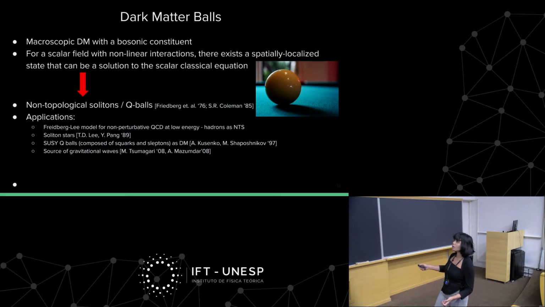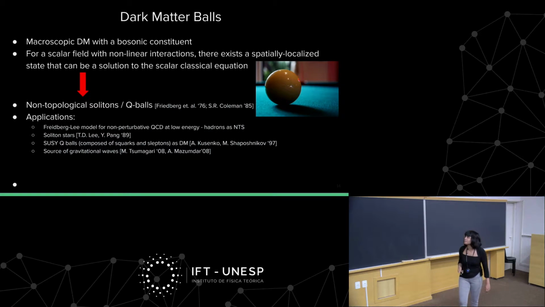They have been applied to different kinds of physical problems. They were used for non-perturbative QCD at low energy, where the hadrons were the non-topological solitons. They were also used to make solitonic stars. They have been used in supersymmetry, and these objects have been used to explain dark matter candidates, but that was a completely different kind of setup. And they've also been used as a source for generating gravitational waves.